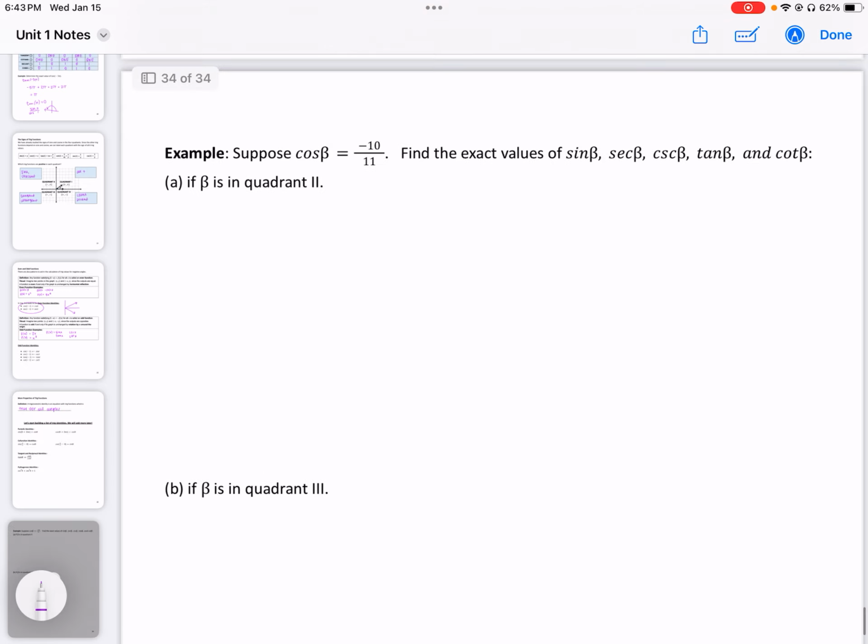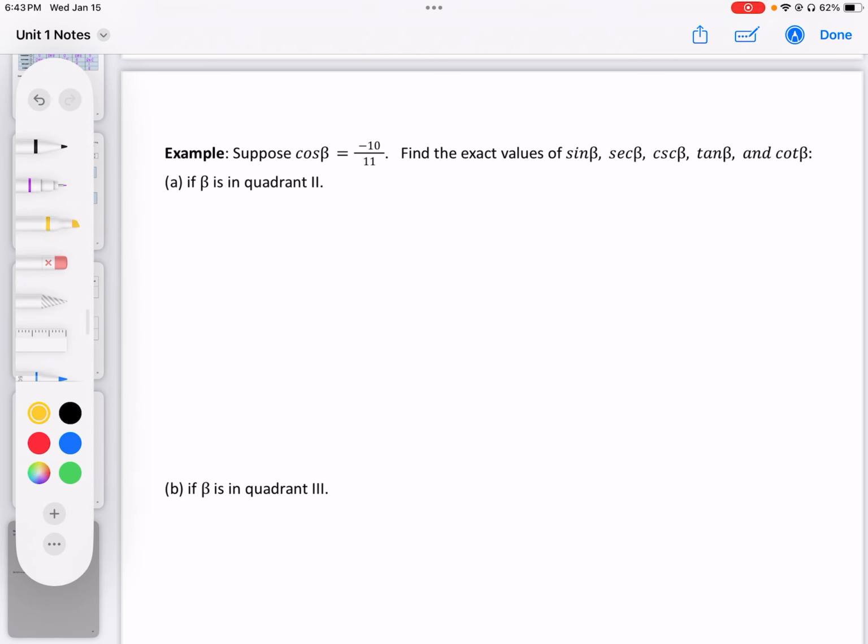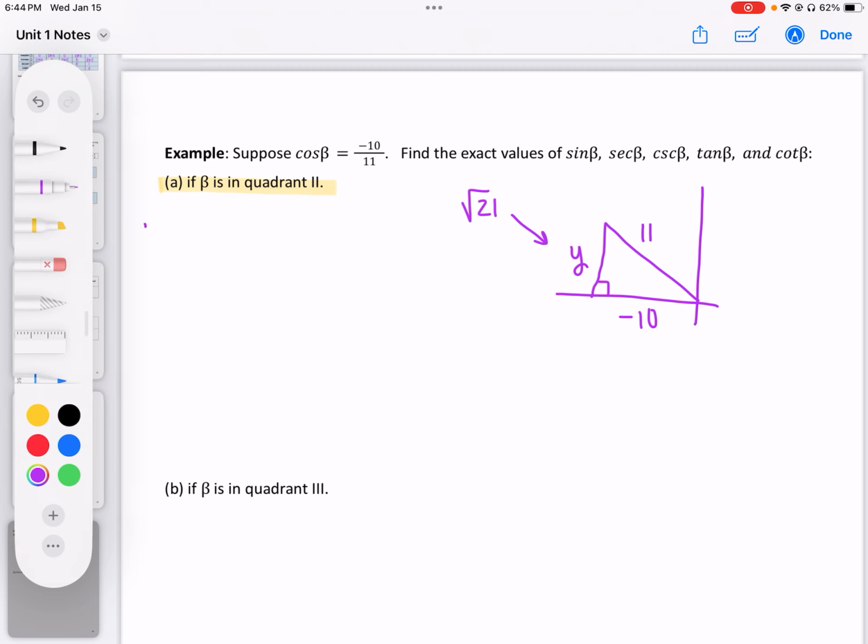Let's finish with these last two questions. Suppose that cosine of beta is negative 10 over 11. Find all 5 remaining function values if we're being told that beta is in quadrant 2. So that tells me exactly where I'm going to draw this. I know that I'm in quadrant 2. I know that cosine is adjacent over hypotenuse. So I'm going to find my missing value y using the Pythagorean theorem. That's going to be the square root of 21. We know how to do that, so I'm going to skip that. And now we just need to finish writing out what all of these are equal to.